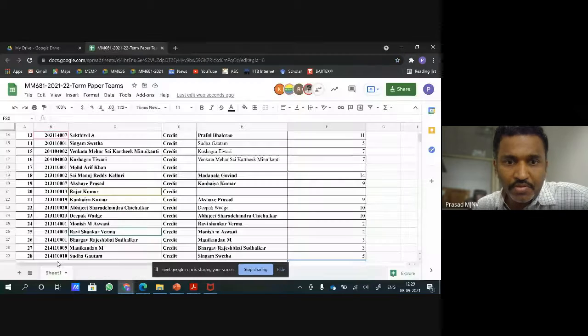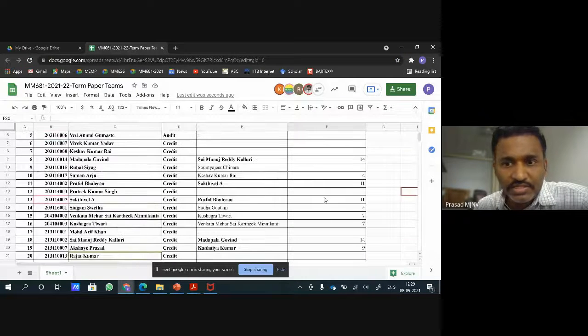So for whoever has not attended, I'll give them random remaining numbers. Just 1 minute, I'll share. These are the numbers I indicated. Madapala Govind and Sai, 14.